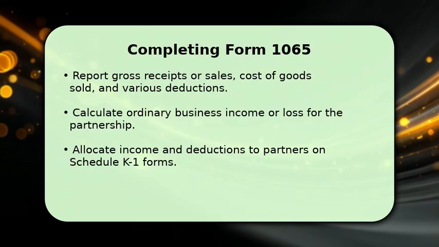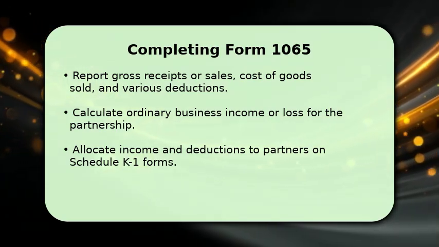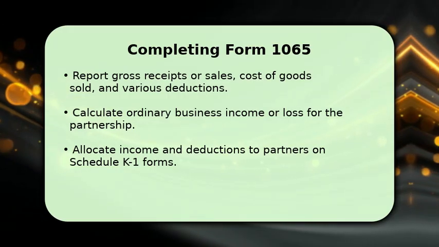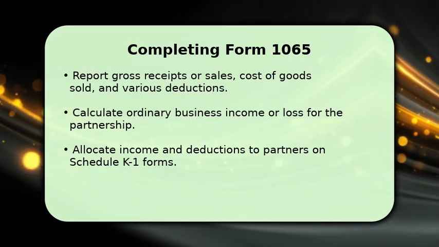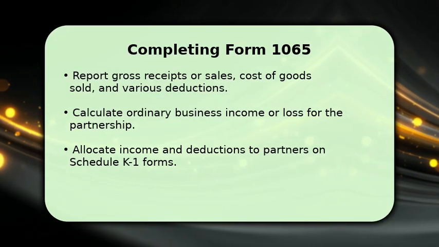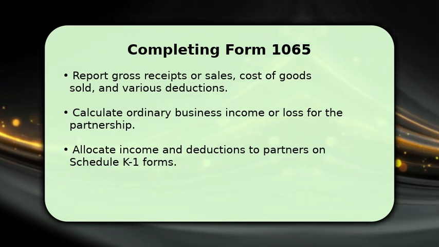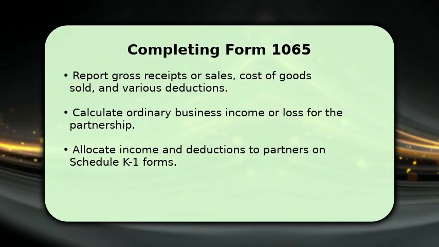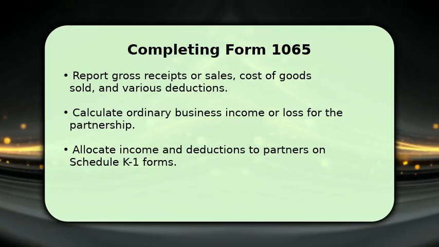When completing Form 1065, you'll start by entering basic partnership details like your employer identification number. Then, you'll report your gross receipts or sales, calculate your cost of goods sold, and list various business deductions. This helps determine the partnership's ordinary business income or loss. Finally, you'll allocate each partner's share of this income, along with other items, onto individual Schedule K-1 forms. These K-1s are essential for each partner's personal tax return.